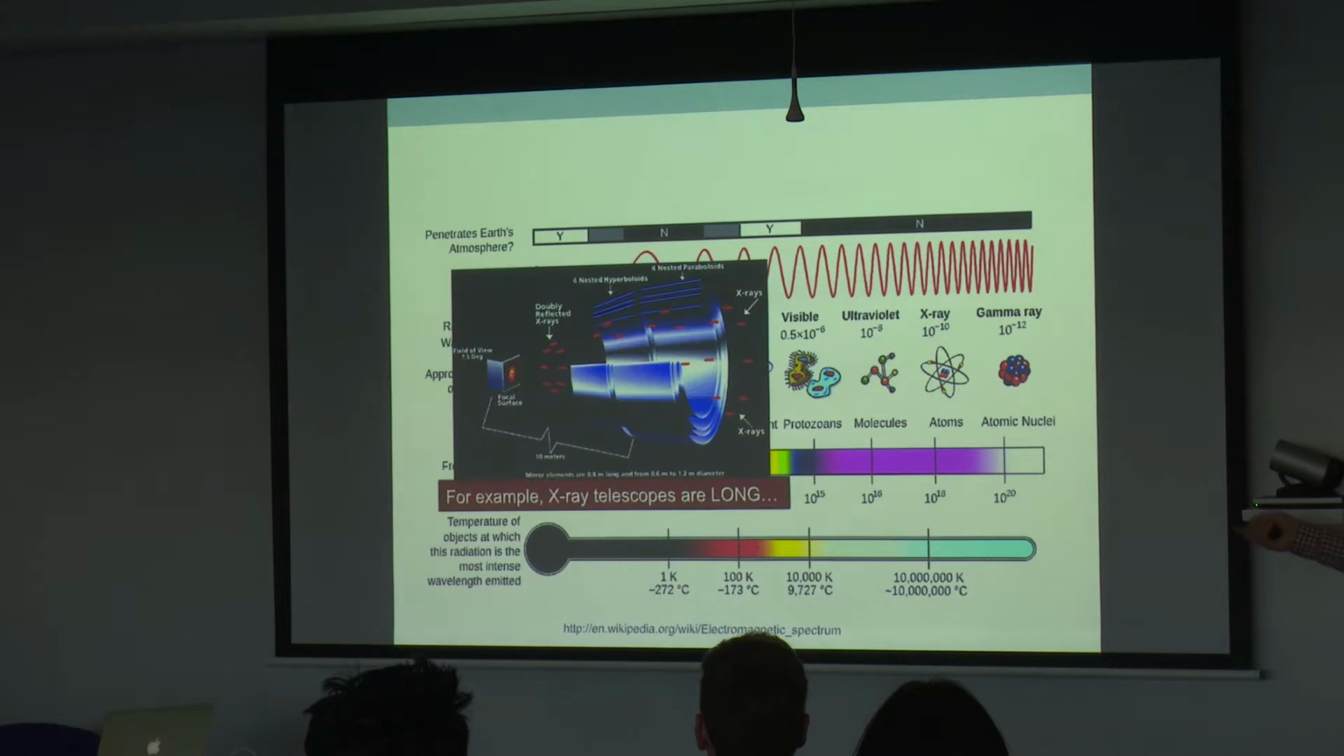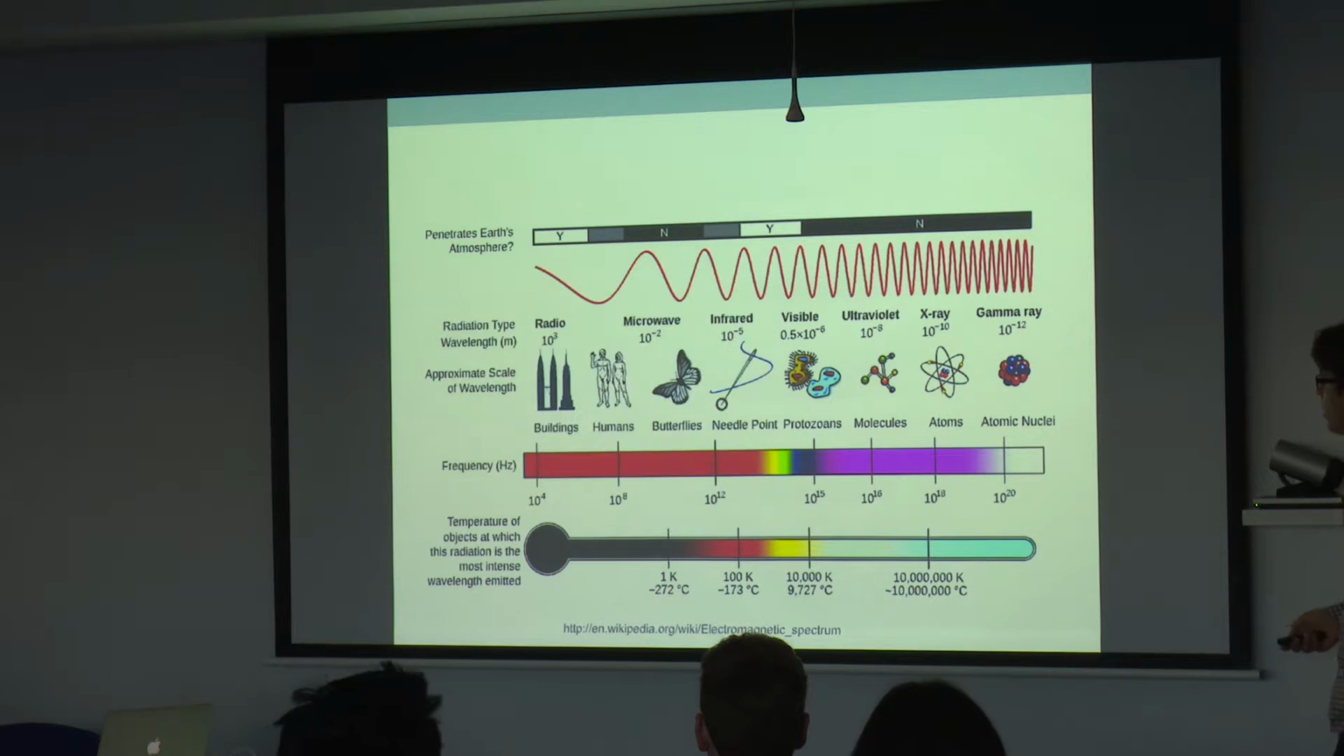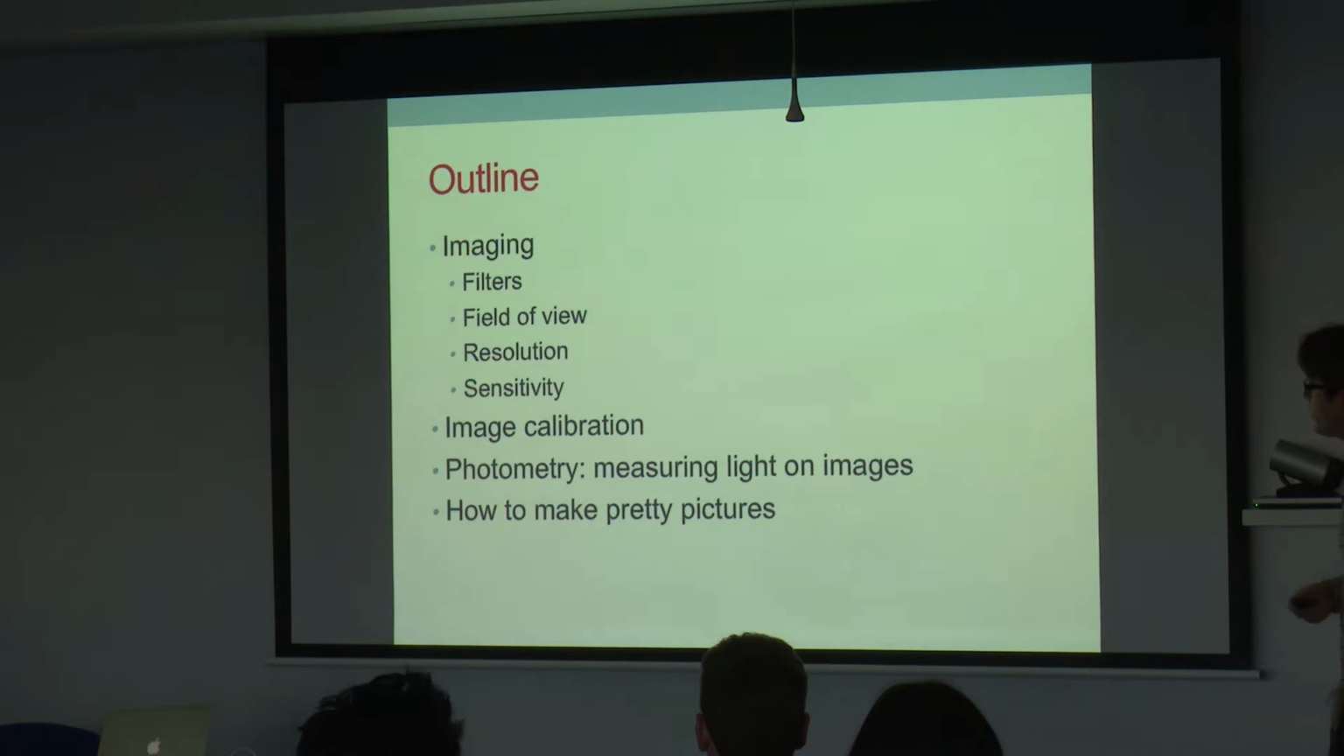So, for example, in X-ray astronomy, you have these weird, very long telescopes that focus X-ray photons onto weird detectors in the back here. But more or less, an image in X-ray and radio is the same thing. And so a lot of what I will be talking about applies. But I'll be just focusing on this region.